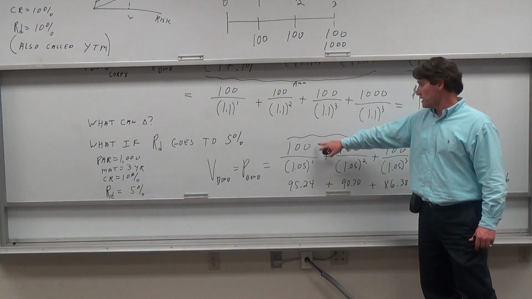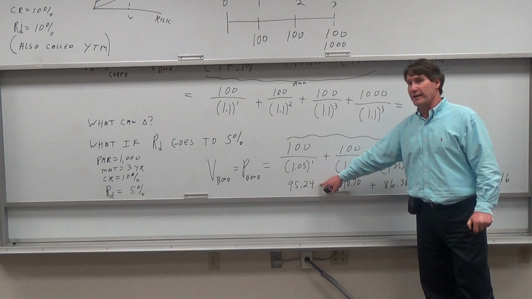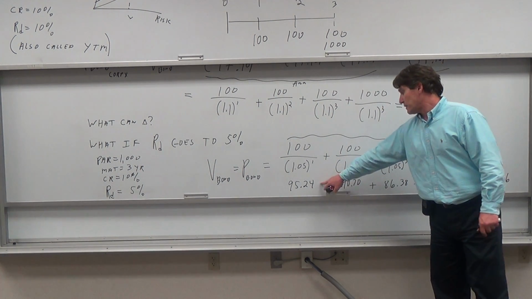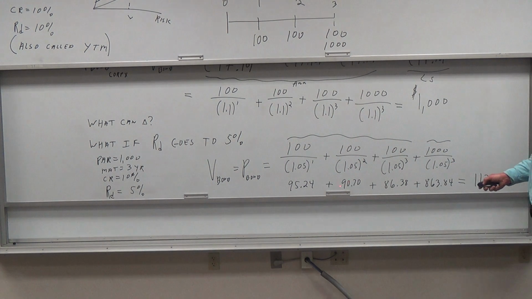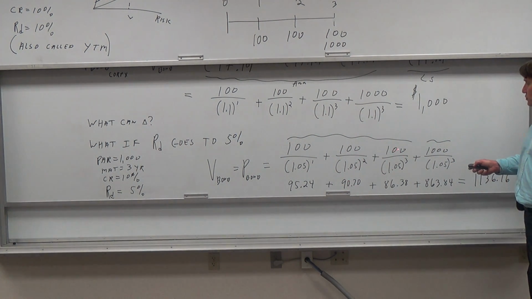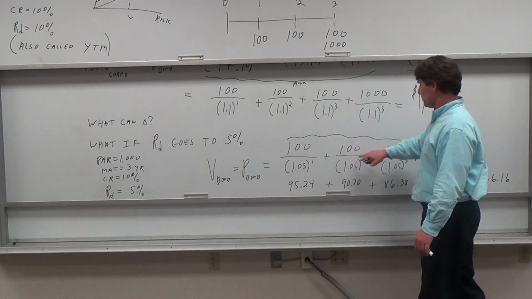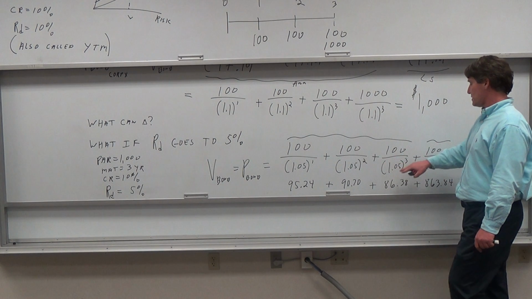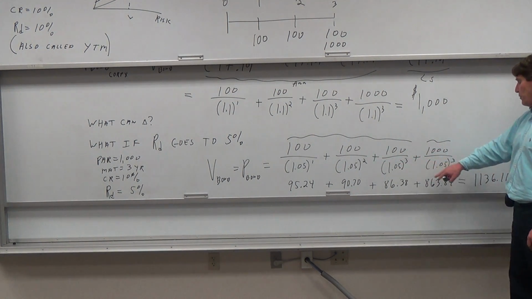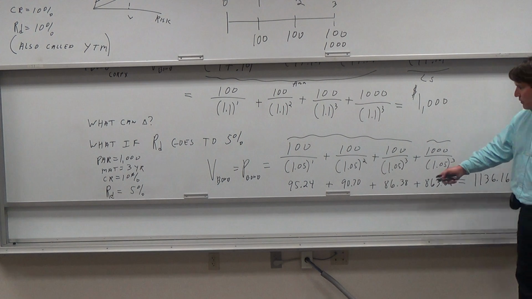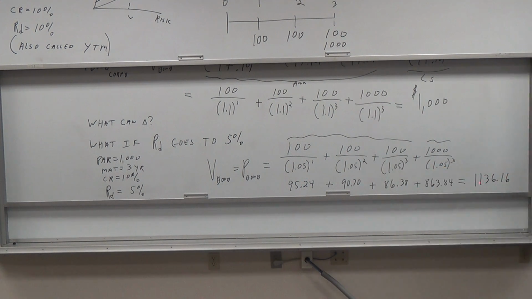So for that $100 a year from now, I am willing to pay you $95.24 for that cash flow. And $100 2 years from today, I'm willing to pay $90.70. And $100 3 years from today, I'm willing to pay $86.38. And 1,000 3 years from today, I'm willing to pay $863.84. So I'm going to discount 100 divided by 1.05 to the first, 100 divided by 1.05 to the second, 100 divided by 1.05 to the third, 1,000 divided by 1.05 to the third. I get my present values, add them together, and the price is going up to $1136.16.